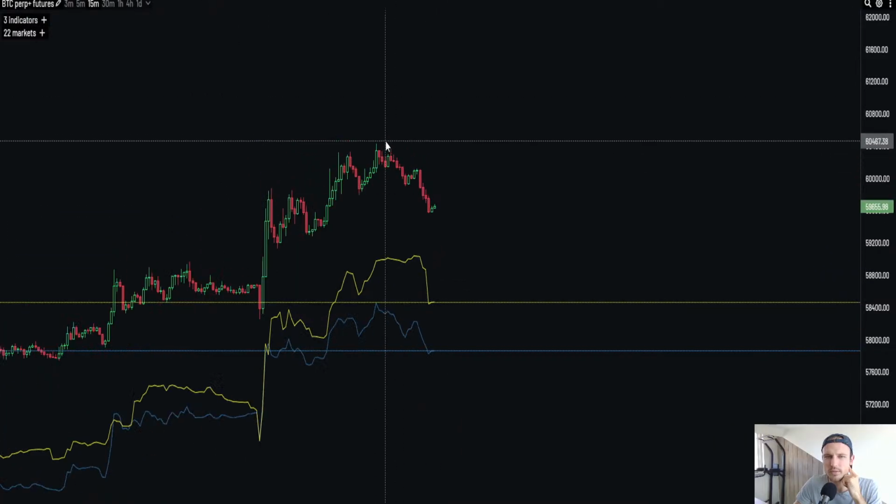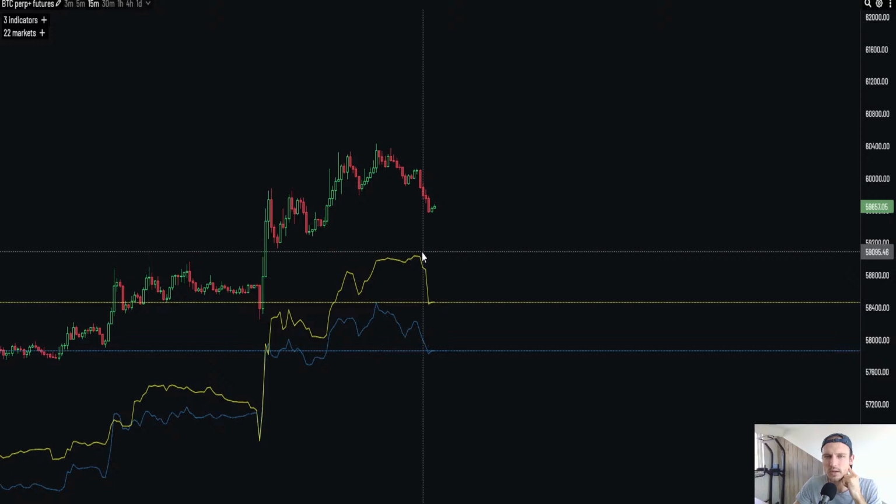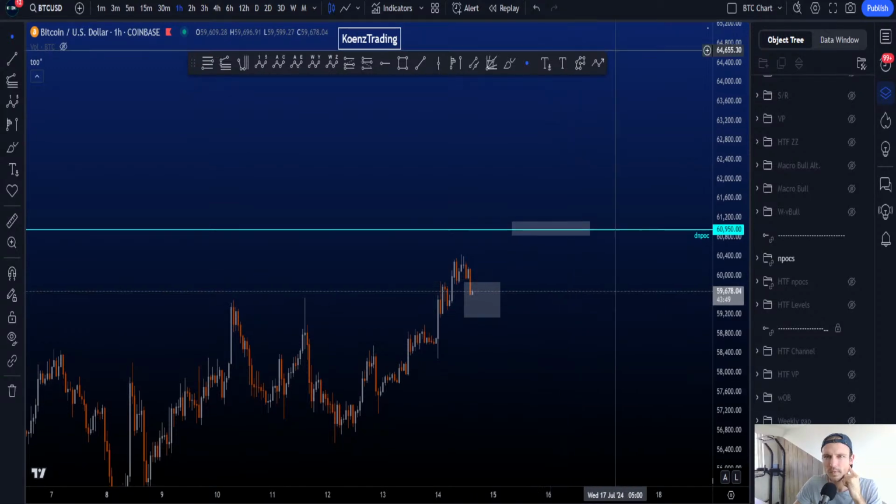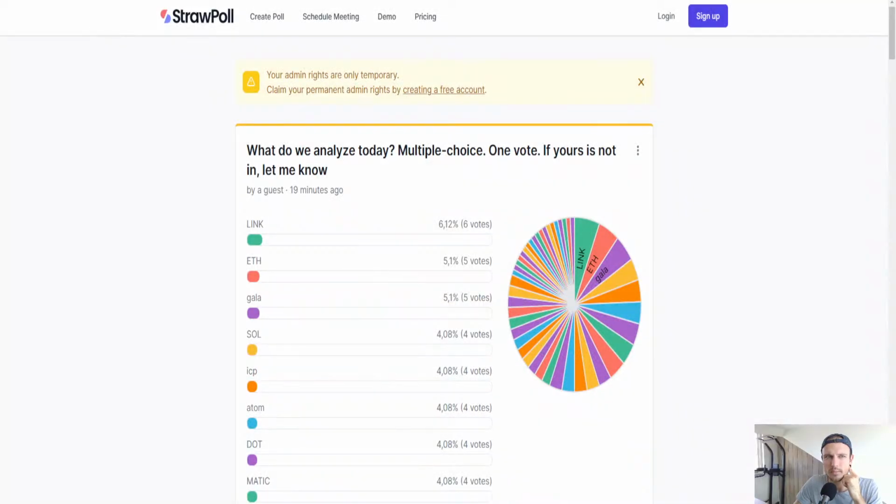We did have bearish CVDs here, lower high on price, higher high on the CVD. This one has played out. Okay, so that is where the boxes come from. Okay, so that being said, let's have a look.